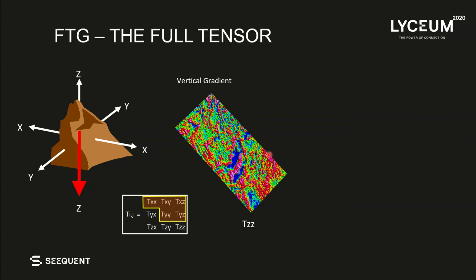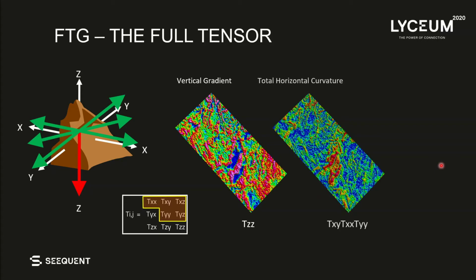The next piece of information is the total horizontal curvature, or THC, which is retrieved by combining the horizontal components. The maximum curvature is shown in red, and the maps identify curvature anomalous features associated with the basin and fault block geology, corresponding here with the basin and ridge on TZZ.